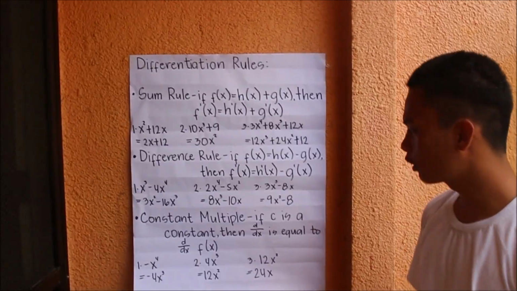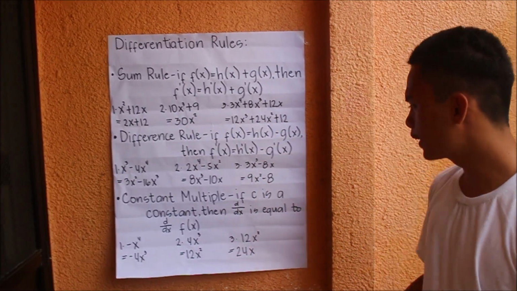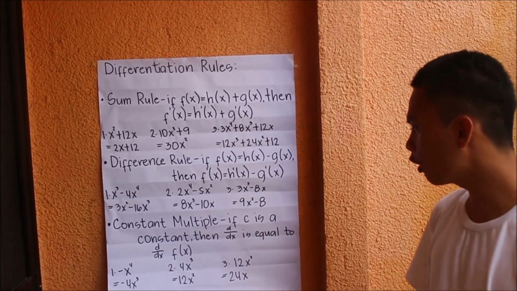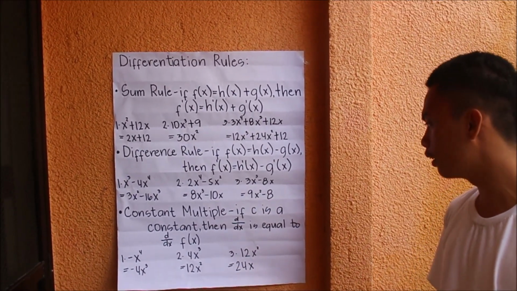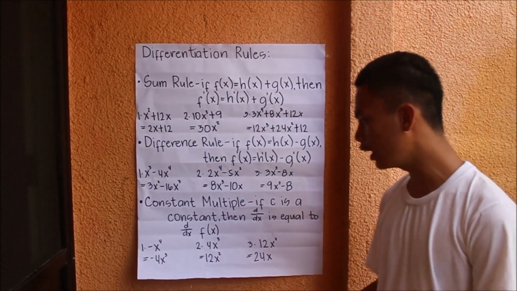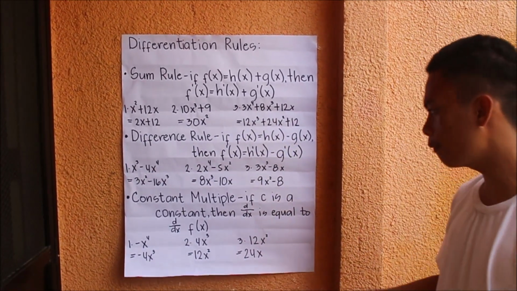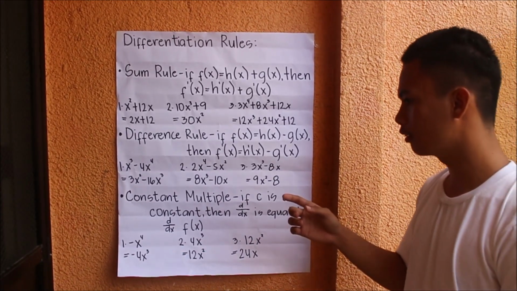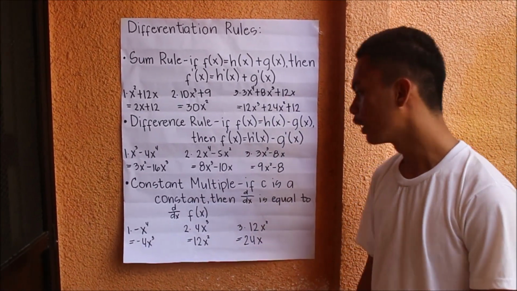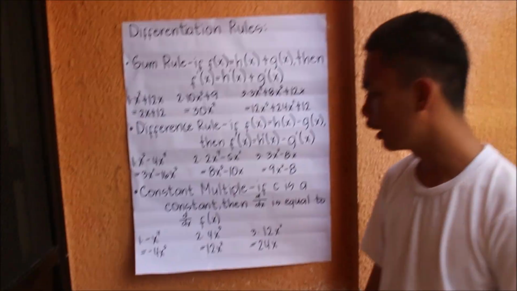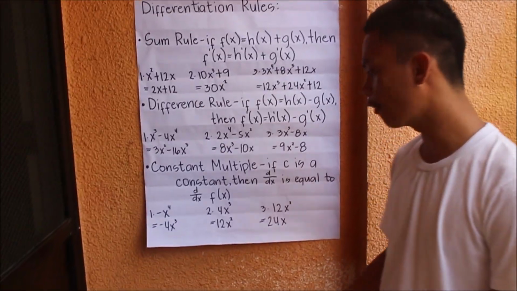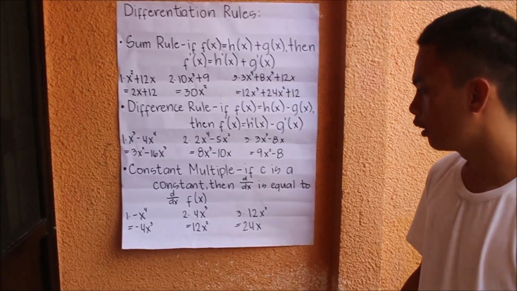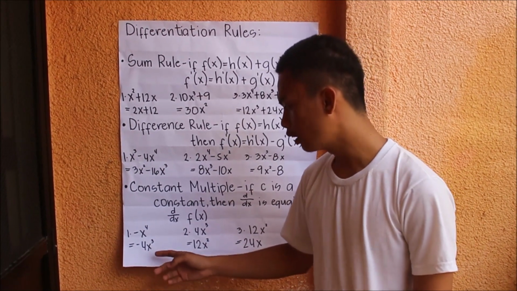The next topic is constant multiple. If C is a constant, then d over dx of C times f of x is equal to C times d over dx of f of x. Number 1, negative x raised to the power of 4. The answer is negative 4x cubed. How do we get this answer?